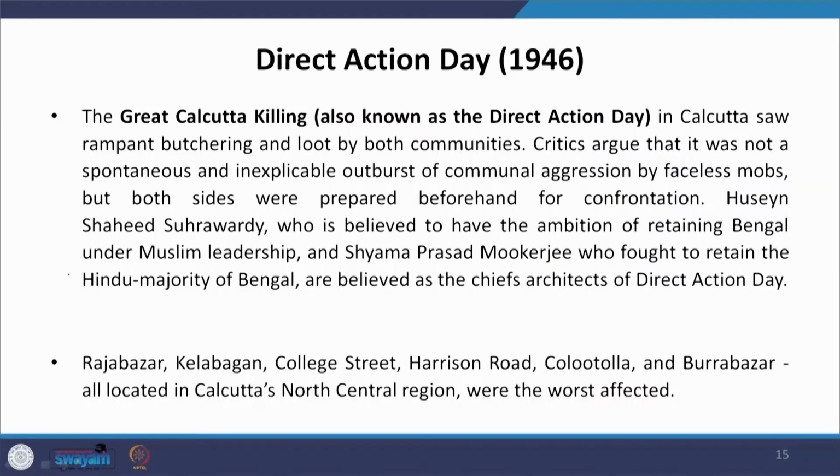The Great Calcutta Killing, also known as the Direct Action Day in Calcutta, saw rampant butchering and loot by both communities, and critics argue that it was not a spontaneous and inexplicable outburst of communal aggression initiated by faceless mobs. Rather, both sides were prepared beforehand for confrontation. Here we need to understand the basic difference between rampant and spontaneous riots and something that we can call a pogrom.